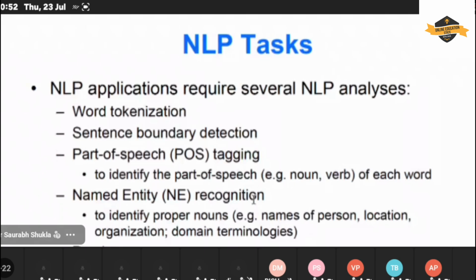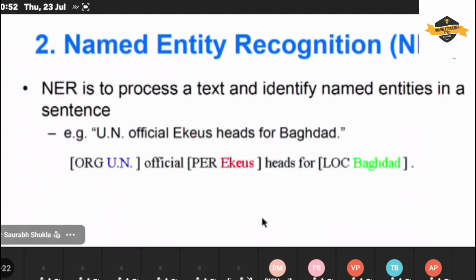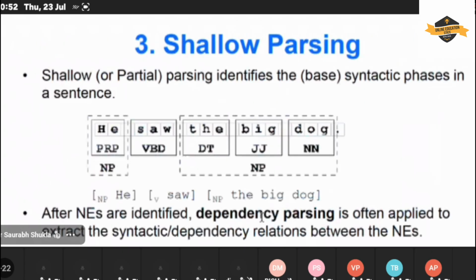How will you recognize which entity this person's name belongs to, which place it is, what the time span is, all these things. Then there comes the role of parsing, meaning sentence structure, like this one. Let me give you one example also. He saw the big dog. Then what is the noun phrase? Shallow parsing is there. Tree structure is there. What is the subject? He saw the big dog. Noun phrase. Verb. Noun phrase.